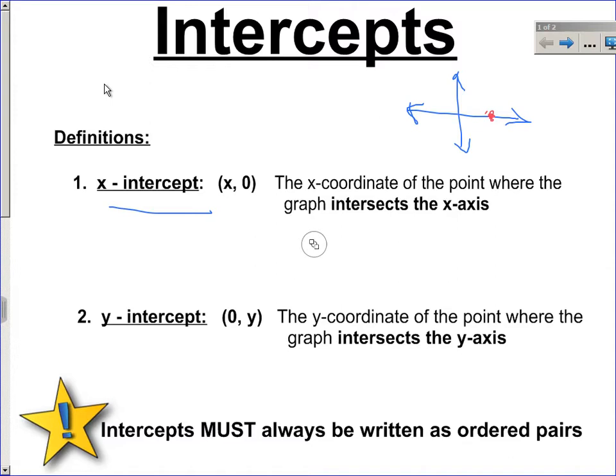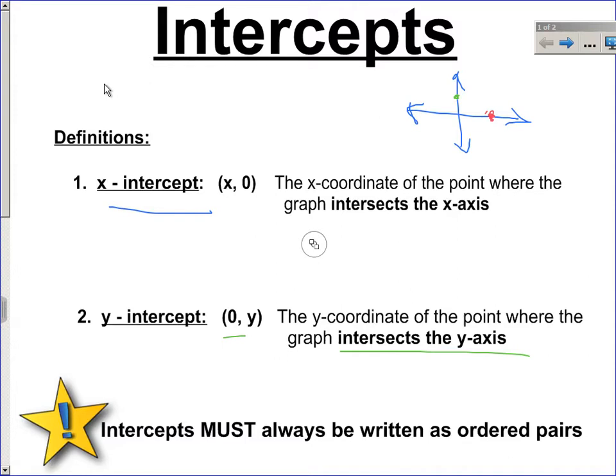So then if you think about that fact, the y-intercept is going to be any point at which it intersects the y-axis. So here's our y-axis. And notice I'm not moving left or right on the y-axis. So therefore my x value is 0 and y will have some value. They must always be written as ordered pairs.